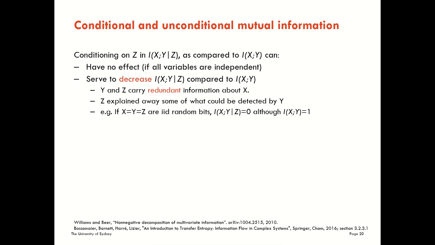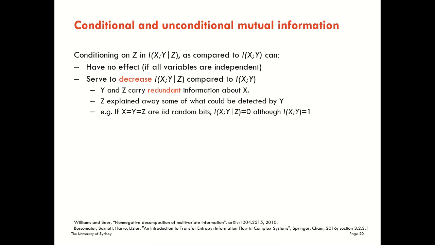On the other hand, the conditioning on z could actually serve to decrease the conditional mutual information in comparison to the mutual information itself. This can happen where y and z carry what we call redundant information about x. That means that z has already explained away some of what could have been detected by y about x.